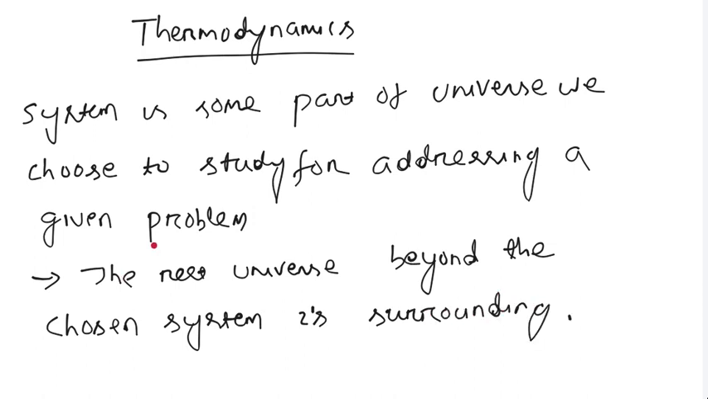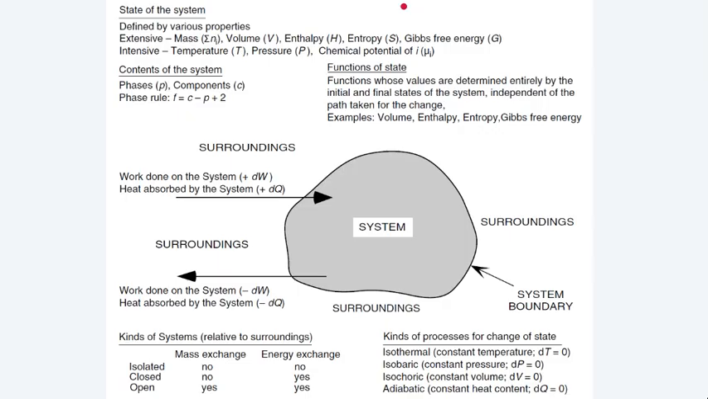We choose a system. After that, the rest of the universe will be the surroundings. So this is a system, and the rest of the universe is the surrounding. Any system can be isolated, closed, or open. So three types. In an isolated system, there will be no exchange of mass or energy. It's completely isolated from the surrounding, so it does not interact with the surrounding.